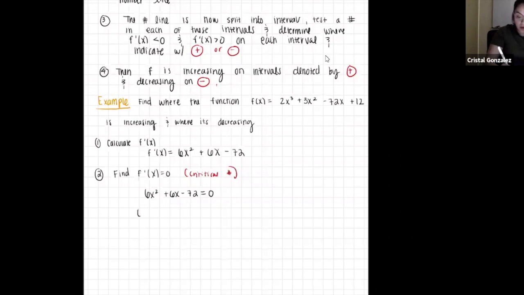And so I can factor out a 6. If I factor out a 6, I get x squared plus x minus 12 is equal to 0. And then I can go ahead and factor that. I get 6 times x plus 4, x minus 3, and set that equal to 0. And now I can use the zero product property to find my x values. And so hopefully you got your critical numbers to be -4 and +3. So these are our critical numbers.